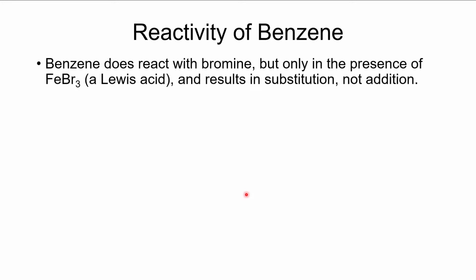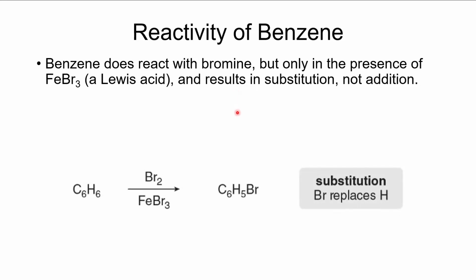We definitely don't get electrophilic addition. It is possible to react benzene with bromine, but only if we have a special catalyst called FeBr3, or iron(III) bromide. It's a Lewis acid, and instead of giving us an addition product, it gives us a substitution. As you can see here, we've replaced one of the hydrogens on benzene with a bromine. So that is a substitution. In the next chapter, we're going to talk about the details of this reaction, which is called an electrophilic aromatic substitution reaction. We'll get into all the details in chapter 16.